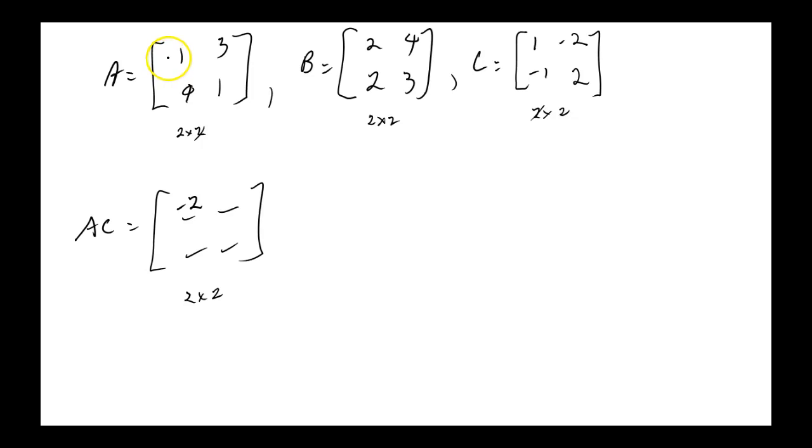The 1, 2 entry, if I copied it right, I think I did. AC, 1, 2: first row of A times the second column of C. 1 times negative 2 is negative 2. 3 times 2 is 6. So that would be 4, right?